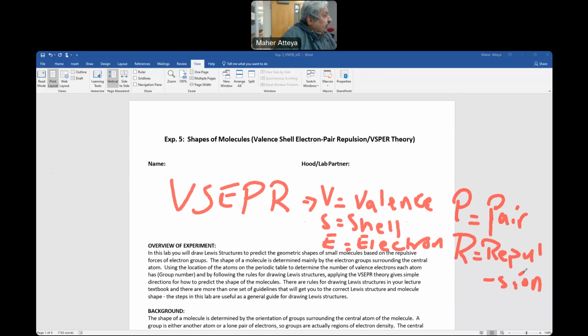So what is it really used for? It's used for determination of the shape of a molecule. Now, why is this very important? Well, it turns out the shape of a molecule is very, very important, especially if you are working in pharmacy or anything related to the drug industry.